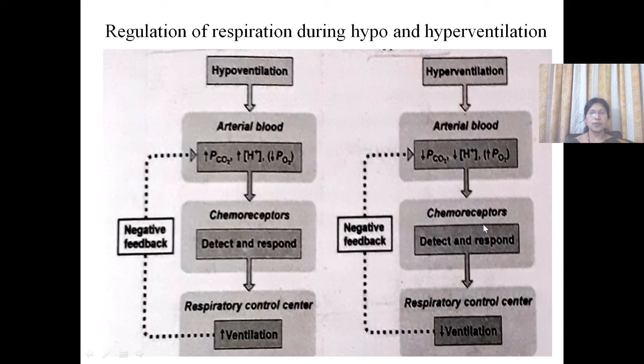If the rate and depth of respiration exceed what is needed for normal oxygen delivery and carbon dioxide removal, that condition is called hyperventilation. Hyperventilation leads to hypocapnia. When the pCO2 level drops below the normal level, then the chemoreceptor activity is reduced and respiratory rate falls. When the pCO2 returns to its normal level, then homeostasis is restored.